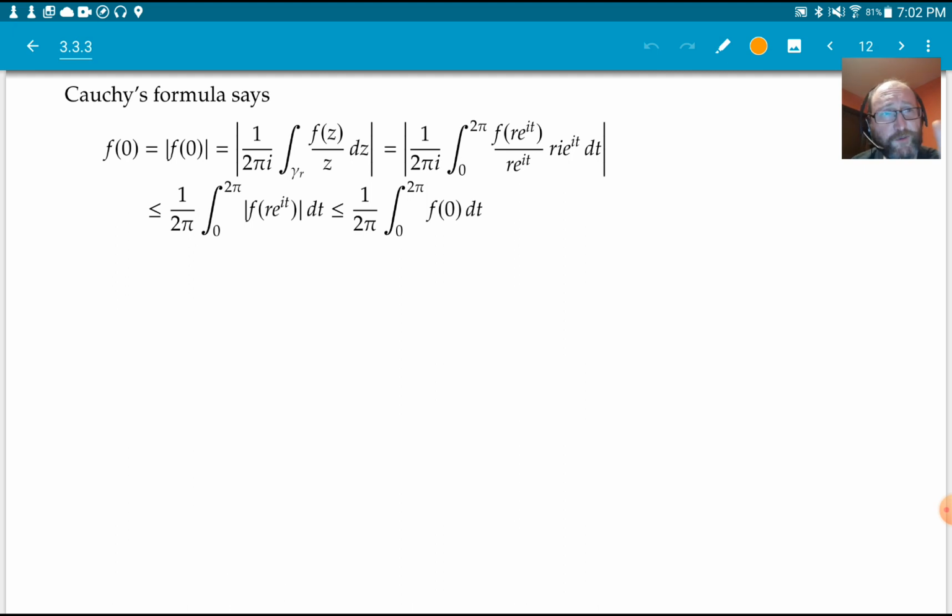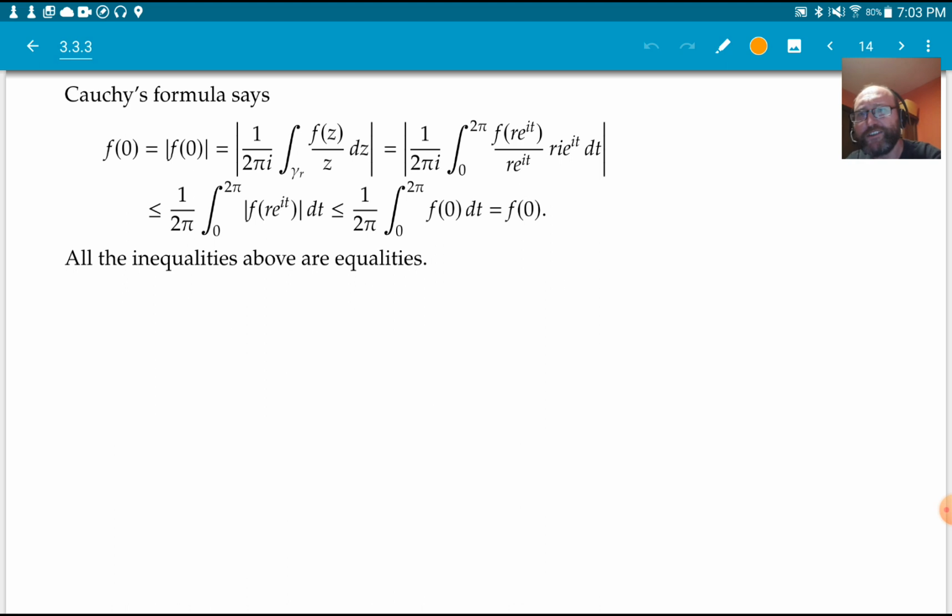Now, because we assume that f has a maximum on the whole closed disk of radius r, everything was bounded by f at 0. Well, we can bound the inside from above by f at 0. But now this doesn't depend on t. This is just f at 0, right? I'm averaging. This is the average of the moduli of f, and over here it's the average of a constant thing. And so we're saying that that's equal to f at 0.